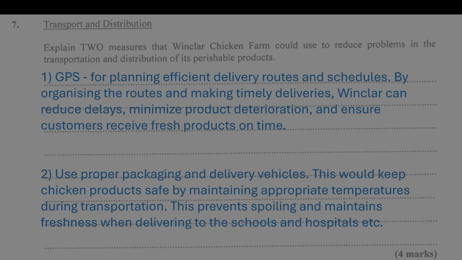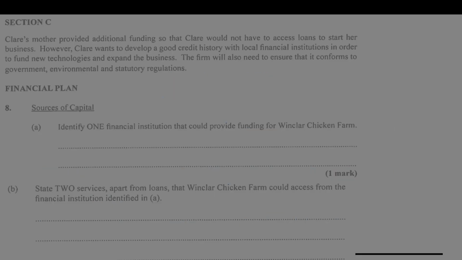Secondly, use proper packaging and delivery vehicles. So this would keep chicken products safe by maintaining appropriate temperatures during transportation. So this prevents spoiling and maintains freshness when delivering to the schools and hospitals. So you need to ensure that you're using proper packaging as well as the proper delivery vehicles to ensure that the product reaches the customer in a good state, in an acceptable state.